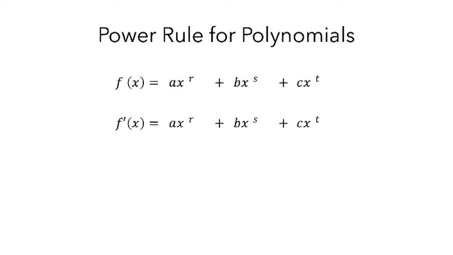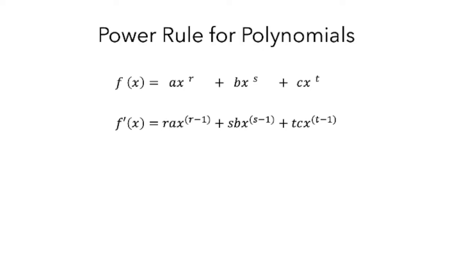A polynomial function consists of a sum or difference of a bunch of monomials. Here's a generic polynomial function. The a, b, and c are coefficients, and the r, s, t are exponents. To find the derivative of a polynomial function, you find the derivative of each monomial using the power rule. You multiply the coefficient of each term by its exponent, and then subtract 1 from each exponent.